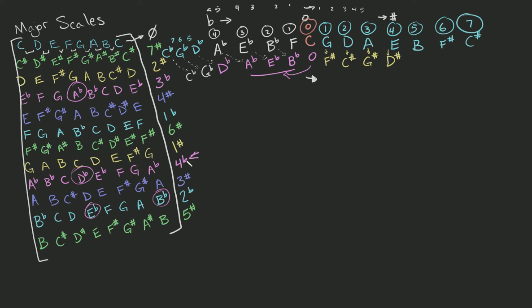B major has 5. B major adds this A sharp. We got F, C, G, D, and now A sharp. F sharp major is the one with 6, right there. F sharp major adds the E sharp. So we got F, C, G, D, A, and now E sharp like this.